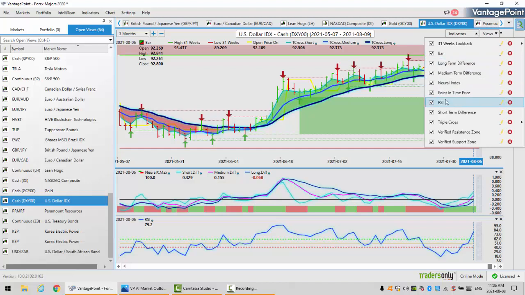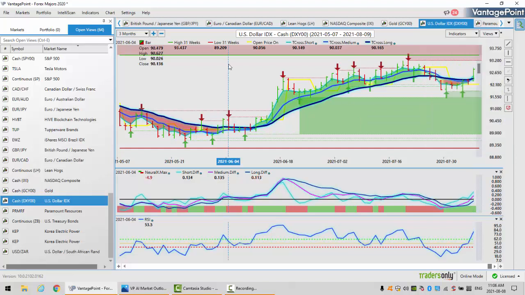We also have the predicted RSI, the short-term difference, the triple cross, and of course, one of my all-time favorites, the verified support and resistance zones. So in this, we're studying intermarket correlations, key indicators in the VantagePoint software, and price action. Very, very important that we always look at price.